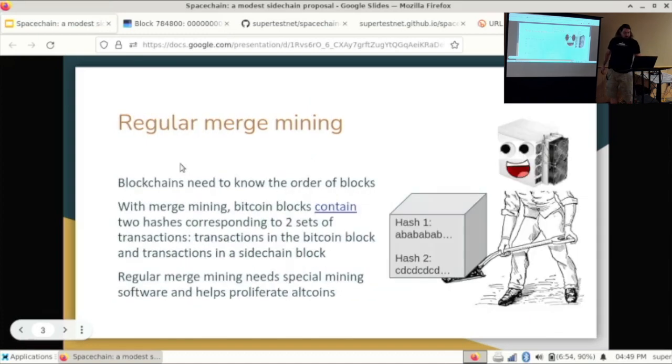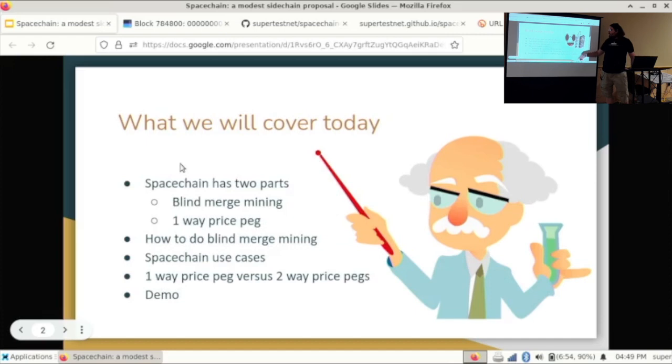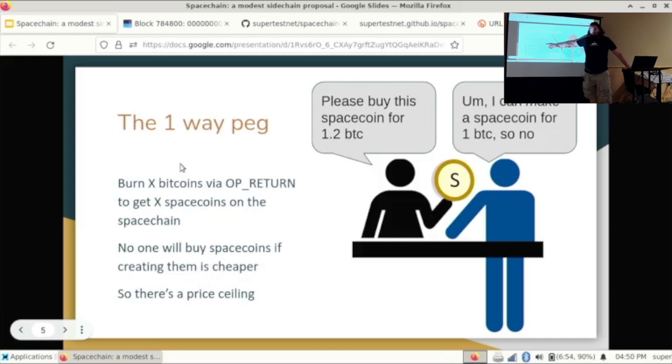So before I go into how we do blind merge mining, I want to talk about the other aspect of space chains. Back here I said there are two parts: there's blind merge mining, and there's a one-way price peg. I'm going to tell you how the one-way price peg works first.